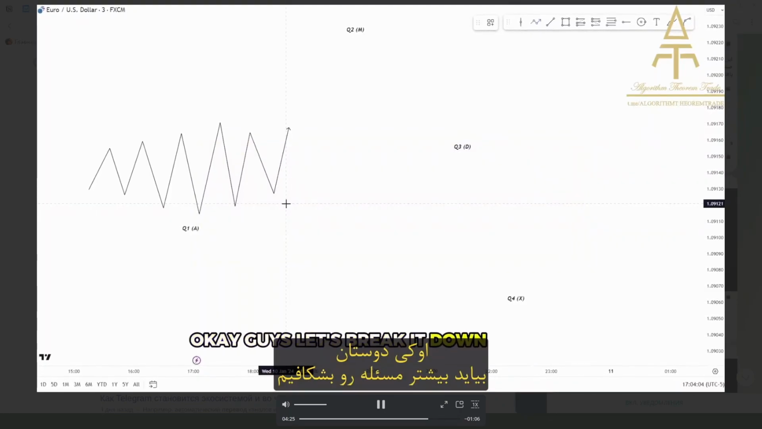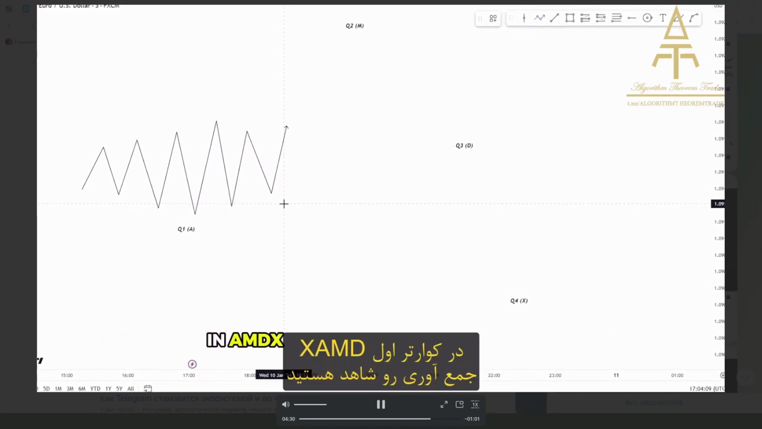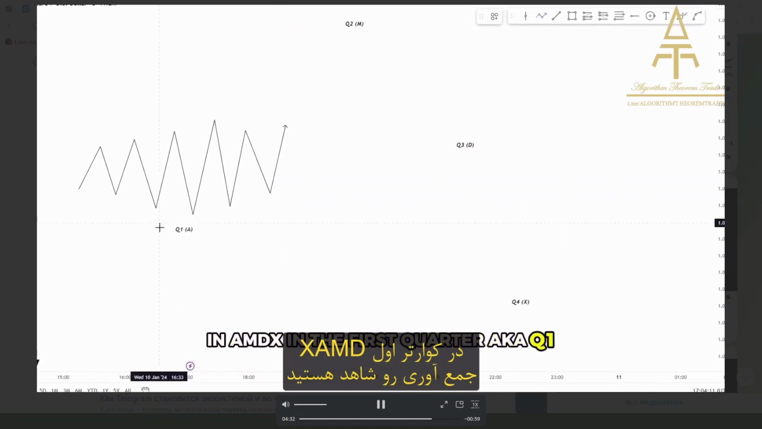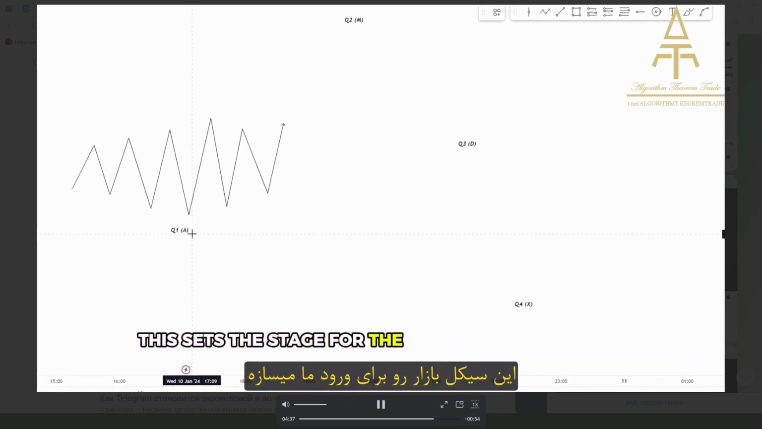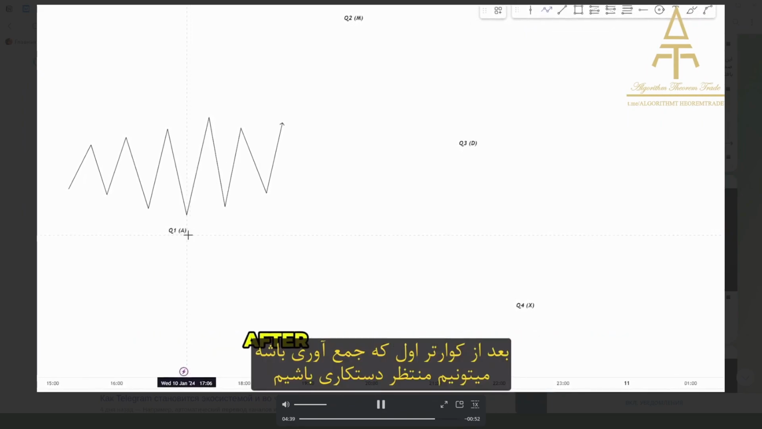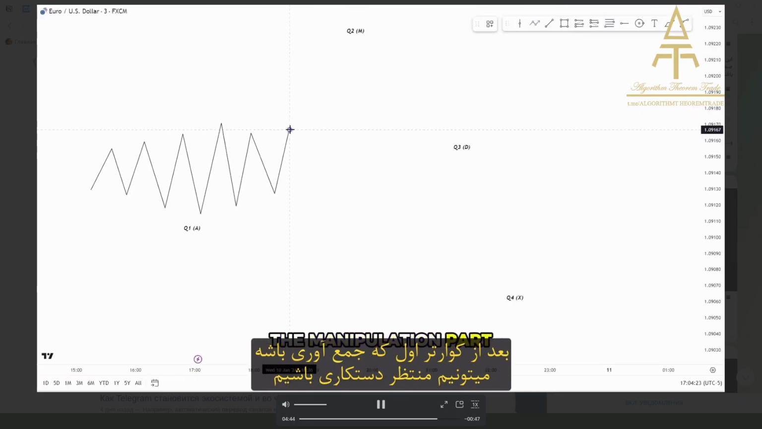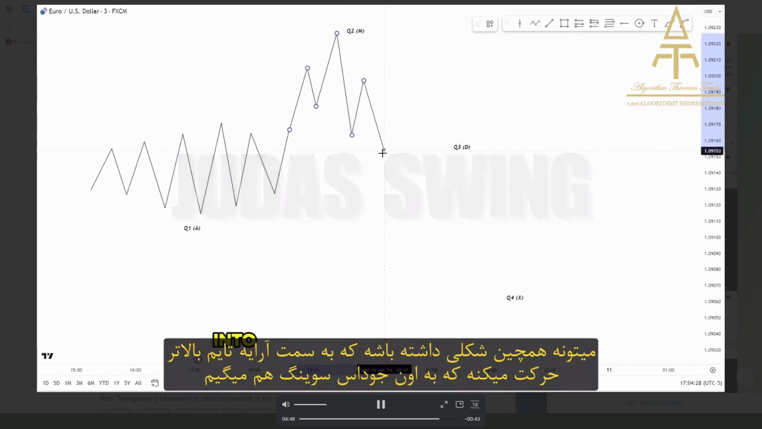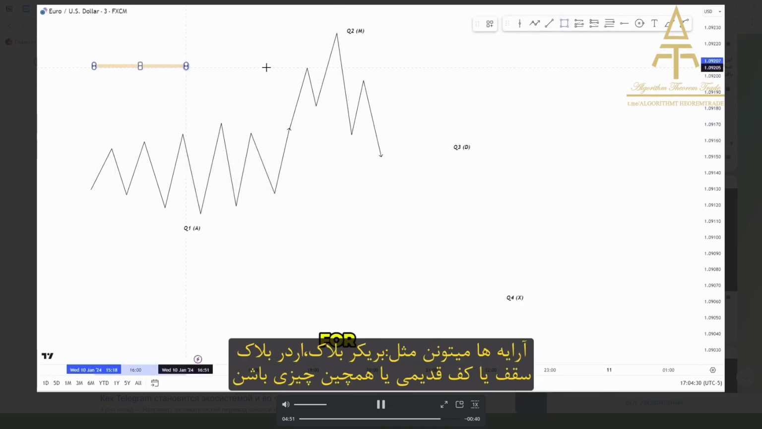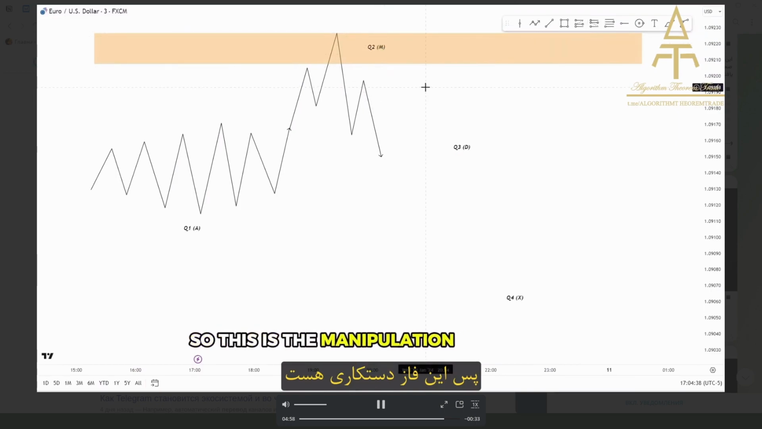Okay guys, let's break it down even further, but keeping it extremely simple so you can really grasp the concepts. In AMDX in the first quarter, aka Q1, as you can see right here, we have the accumulation. This sets the stage for the market cycle that we are about to enter. After Q1, the accumulation, we can expect the manipulation part. This is going to look something like this. It's going to be a Judas swing into a higher time frame PD array, for example, breaker block, order block, old high or low, or something like that.